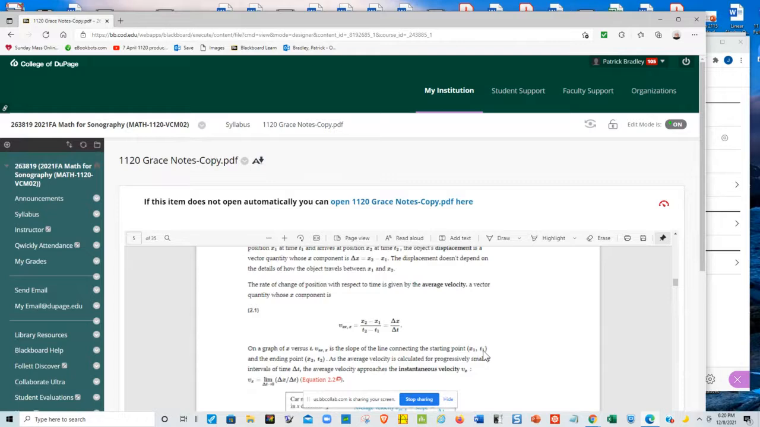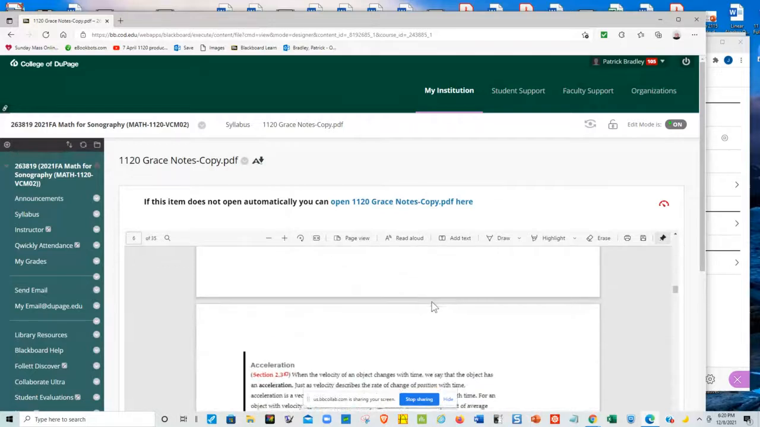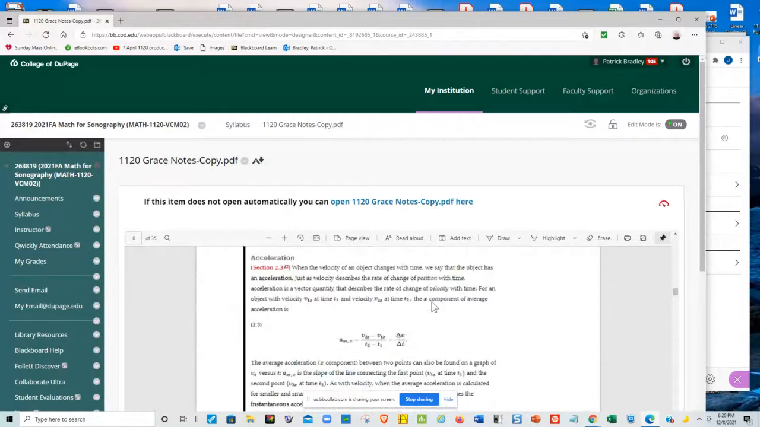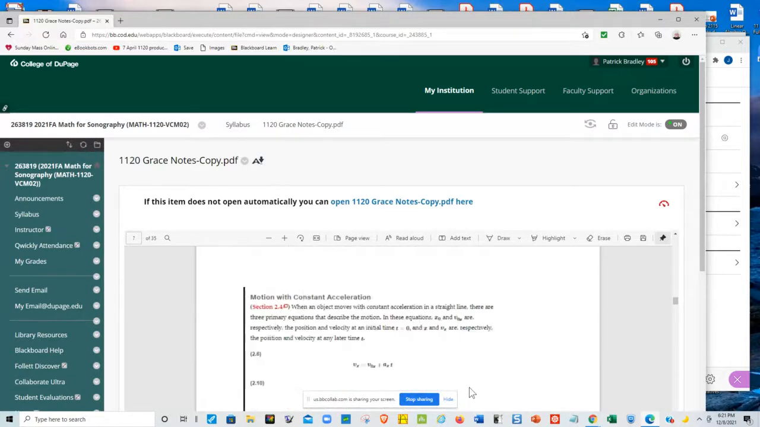Now, one of the key vectors that we talked about was velocity, and the average velocity is the change in location divided by the change in time, delta x over delta t. We also talked about acceleration, and again, we're talking about acceleration in one dimension here. But acceleration is also a vector quantity. It's the change in velocity divided by the change in time. So we did quite a bit with this.